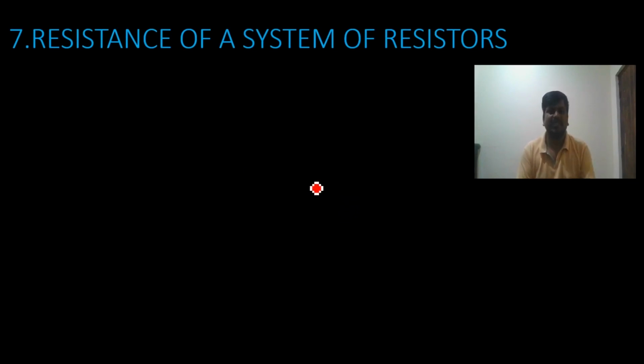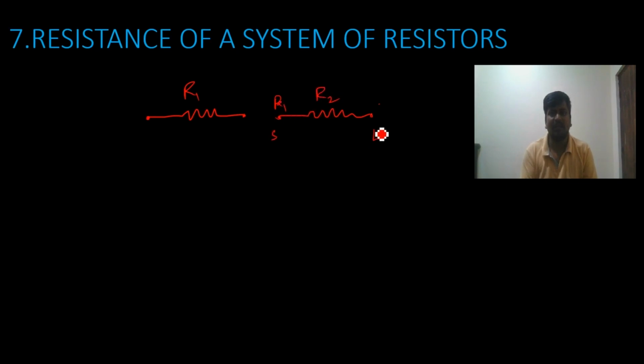Resistance of a system of resistors. Normally you can take one resistor like this, resistor 1, with a starting point and an ending point, and one more resistor R2 with its own starting point and ending point. If you connect the ending point of the first resistor to the starting point of the second resistor, then it will be considered a series combination.